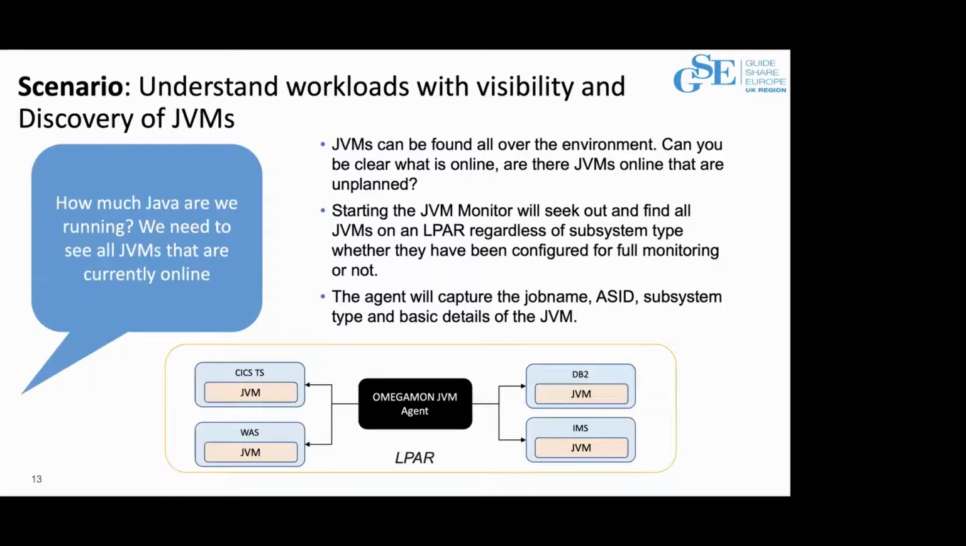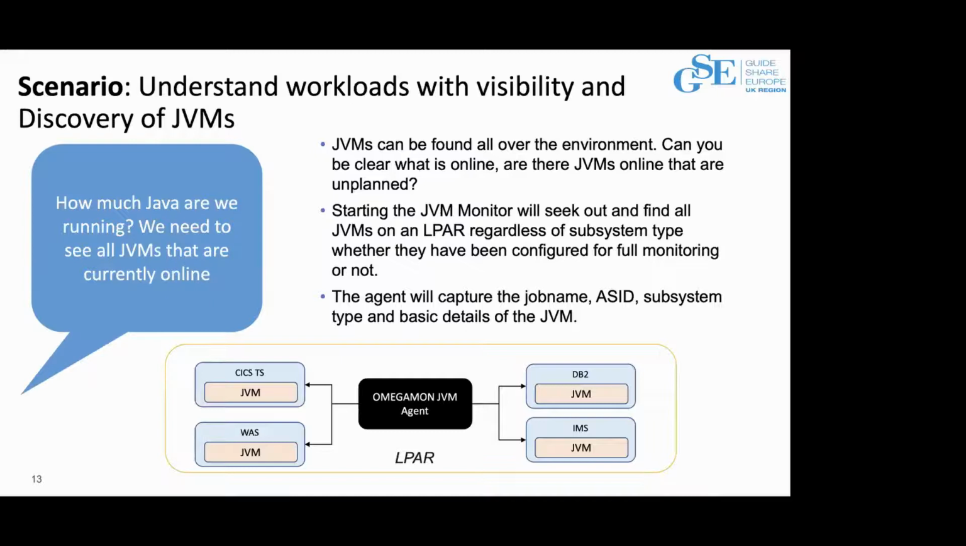So, understanding the workload. How do you know how much Java you're running? You want to see all of your Java JVMs that are currently online. With OMEGAMON for JVM, you can quickly identify those just by starting the agent without instrumentation. As long as the JVM agent is active, it will auto discover all of the JVMs, regardless of the subsystem type. You will get details about the job name, the subsystem type, and the basic details about the Java, i.e. which Java version has been allocated or is running.